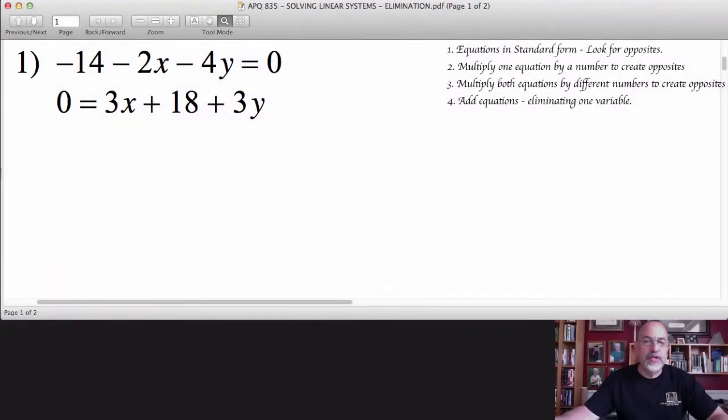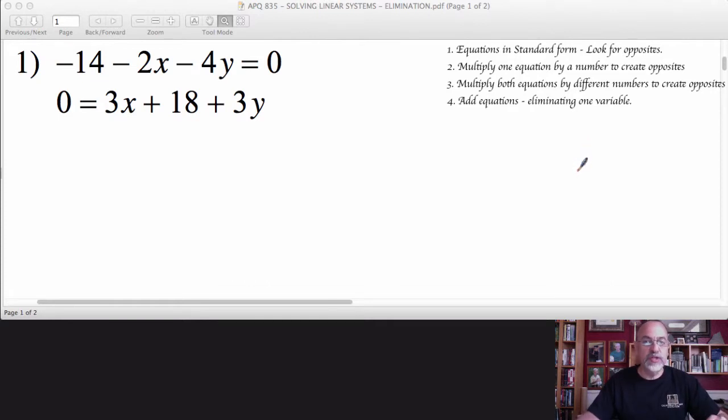Finishing up with elimination, we've looked at all the possible scenarios in terms of trying to create opposites: where we already have opposites, or we just need to multiply by a negative sign to create opposites, or multiplying one equation by a number to create opposites, or multiplying both equations to create opposites. So we've pretty much dealt with everything as far as creating opposites goes.